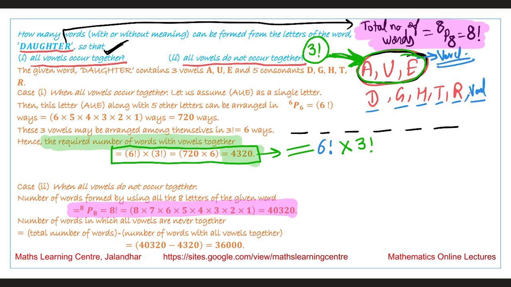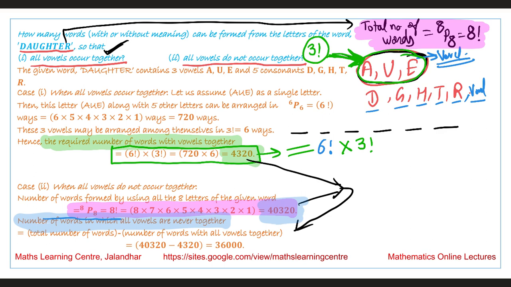So what we are left over with is the number of words in which all vowels are never together. It is the difference of 40320 and 4320. The answer we obtain is 36,000. So these are the number of ways when all vowels do not occur together.